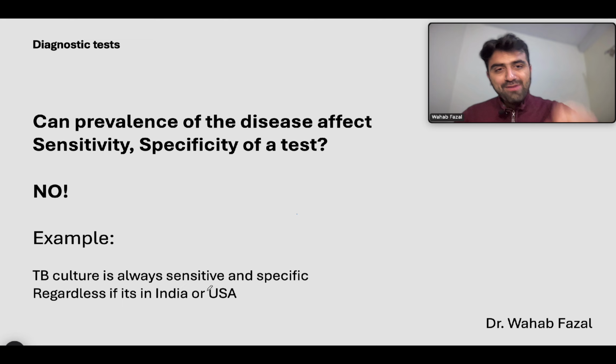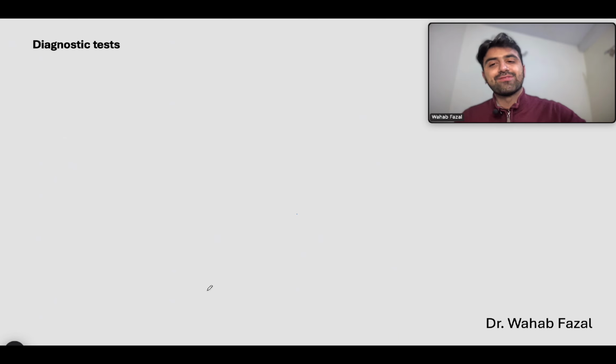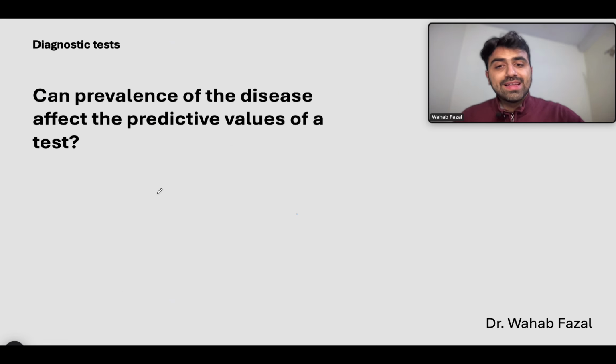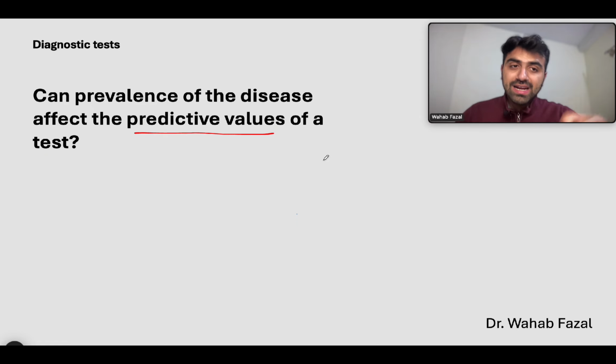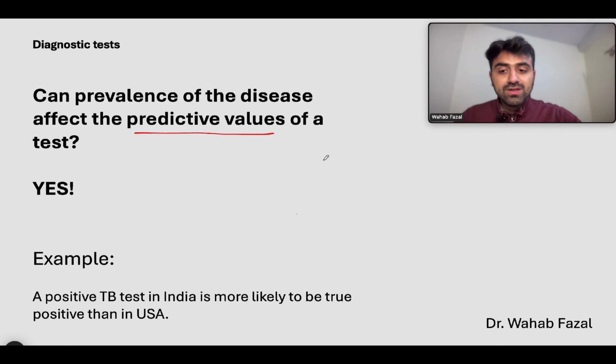So what does the prevalence of the disease affect? What value of the test does it affect? Can the prevalence of the disease affect the predictive values of the test, the positive predictive value and the negative predictive value? Yes. This is what the prevalence of the disease affects. So a positive TB test in India is more likely to be a true positive than in the USA, because the positive predictive value of a test is affected by the prevalence of the disease in the population. You need to remember this for your exam.